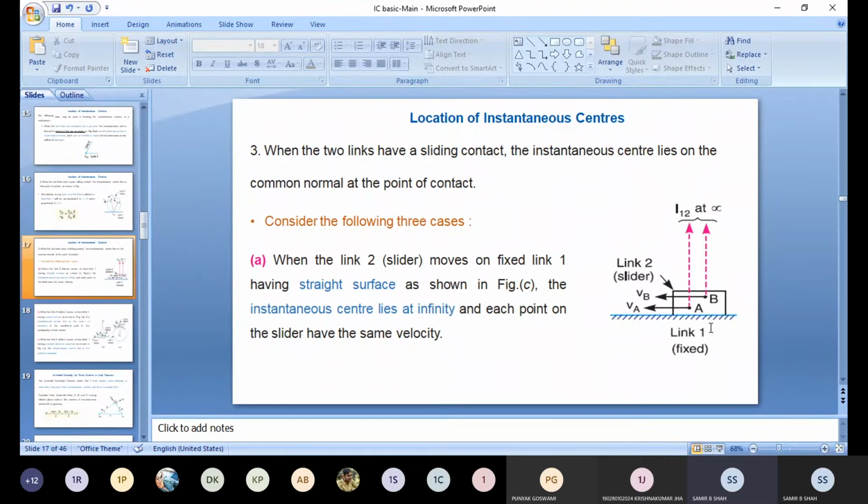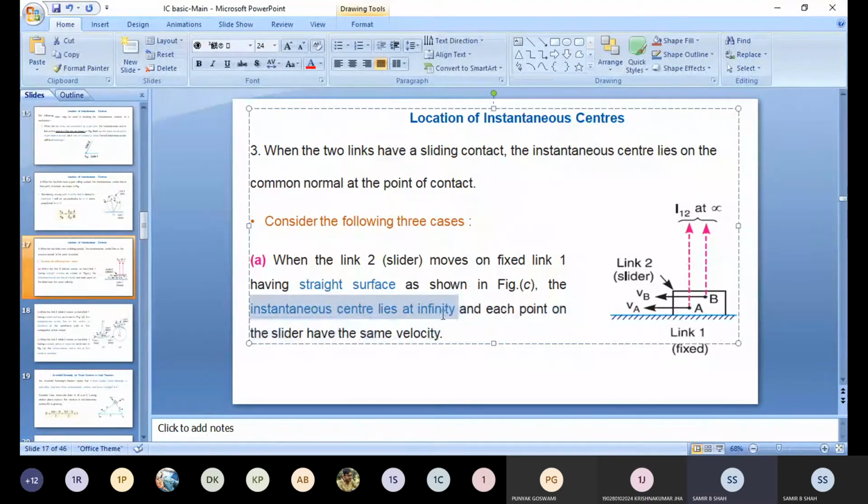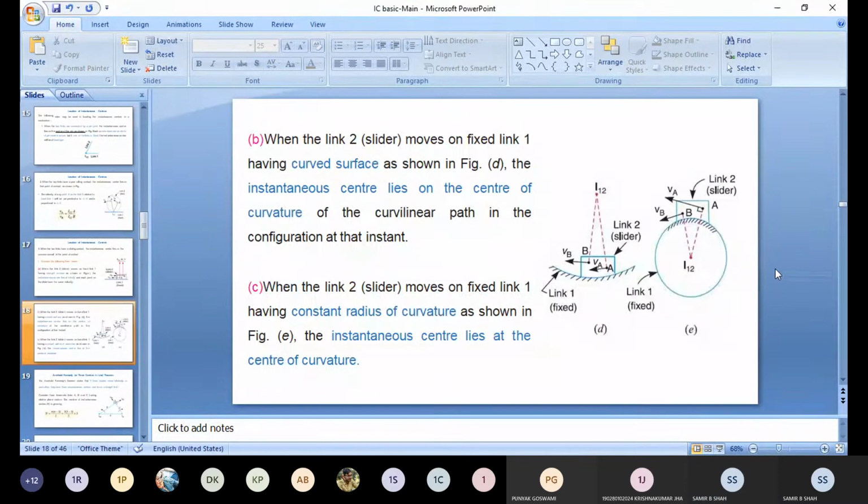Suppose this is link 1 and this is link 2, which slides on link 1 on a straight surface. Whether I consider point A, point B, point C, or up to Z, every point has the same velocity, and the IC we get is at infinity. You remember that. Okay. Second case.